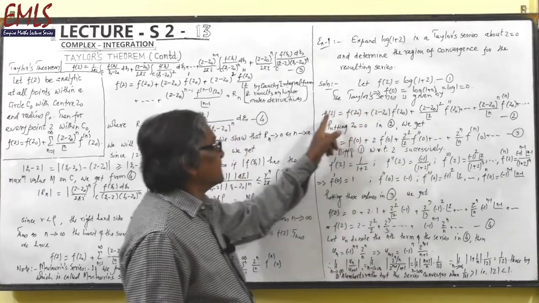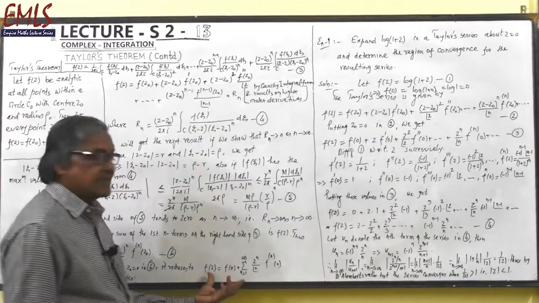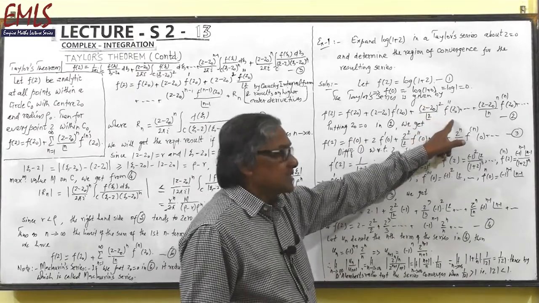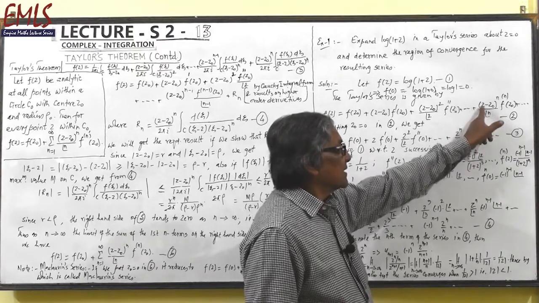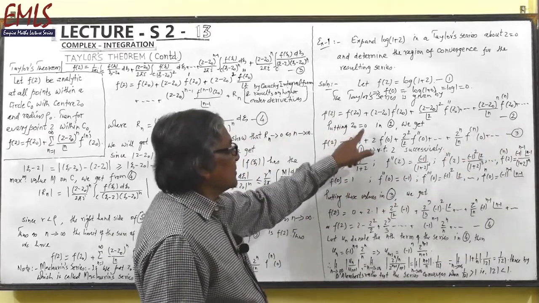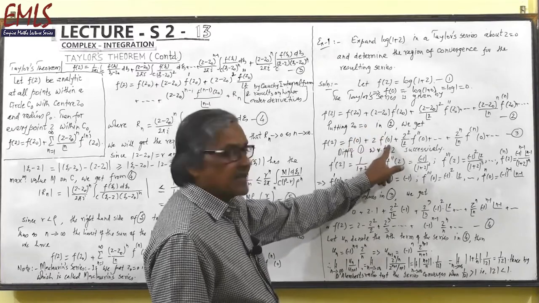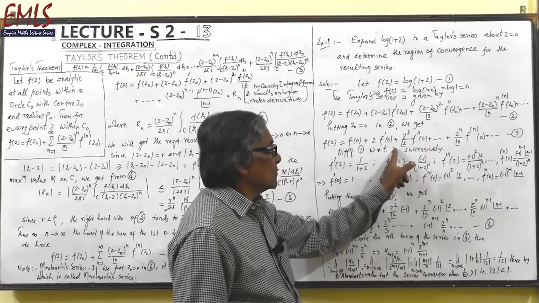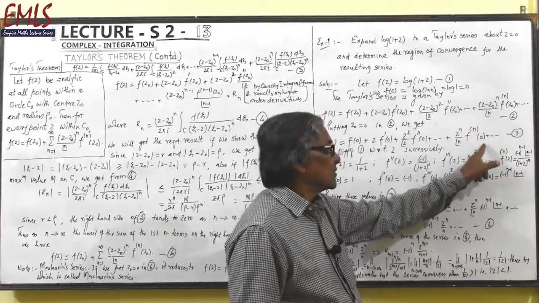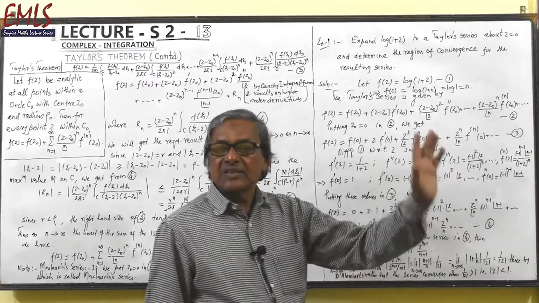The Taylor series is given by f(z) equal to f(z0) plus (z minus z0) f'(z0) plus (z minus z0) square by factorial 2 f''(z0) and so on, plus (z minus z0) to the power n by factorial n f^n(z0) and so on. Putting z0 equal to 0 in 2, we get f(z) equal to f(0) plus z f'(0) plus z square by factorial 2 f''(0) and so on, plus z^n by factorial n f^n(0) and so on. Now we have to find these values f(0), f'(0), f''(0) and so on.